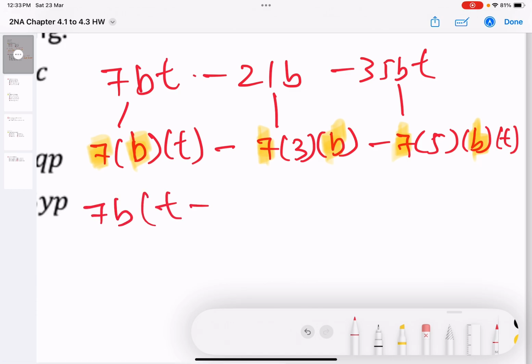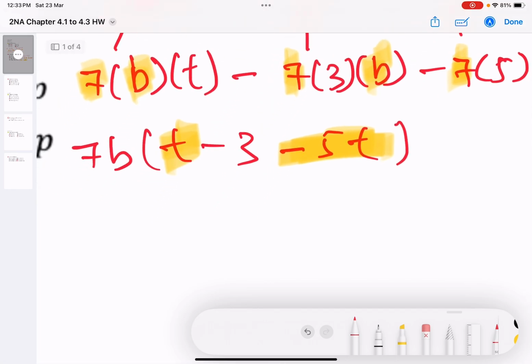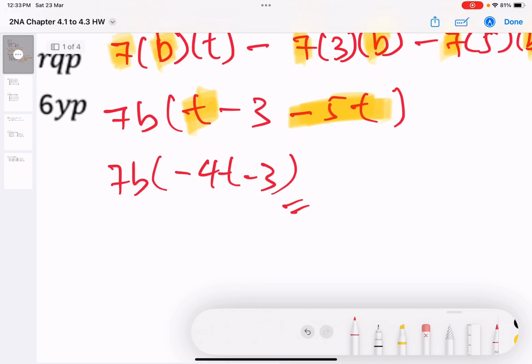What's left is t minus 3 minus 5t. I realize that t and t are like terms because they both have the t, so I can combine them. t minus 5t gives me negative 4t minus 3. So this is my final answer.